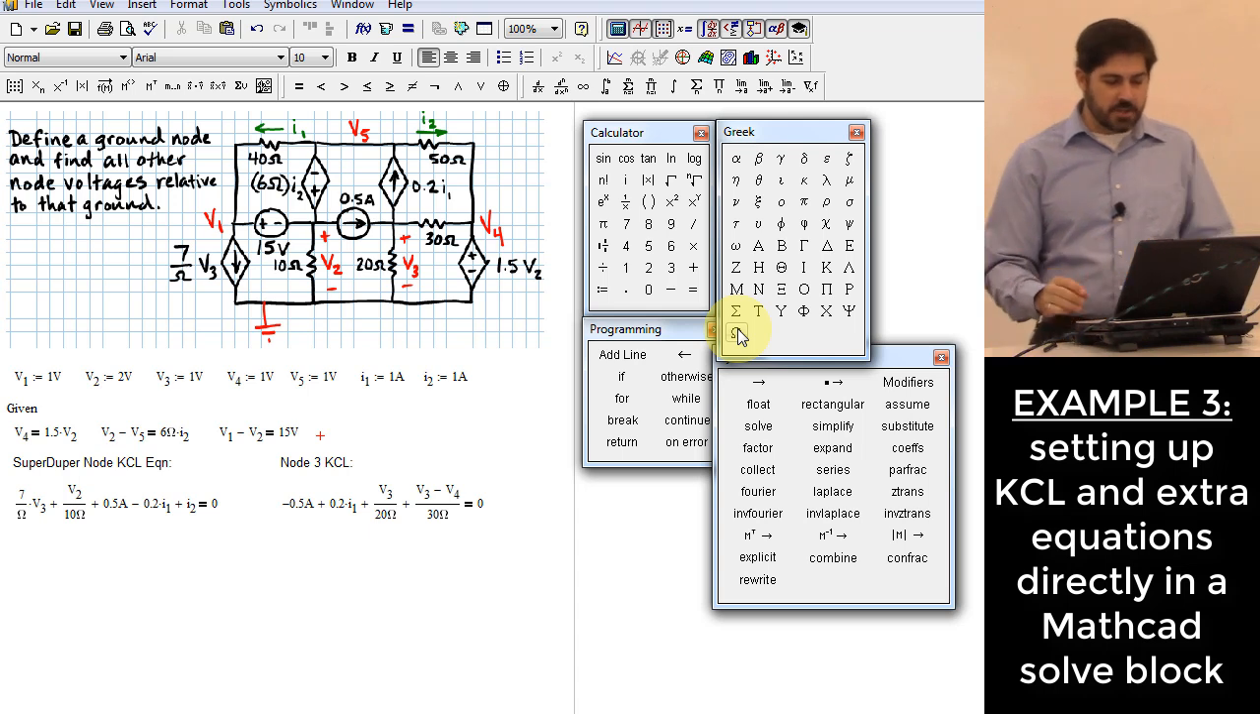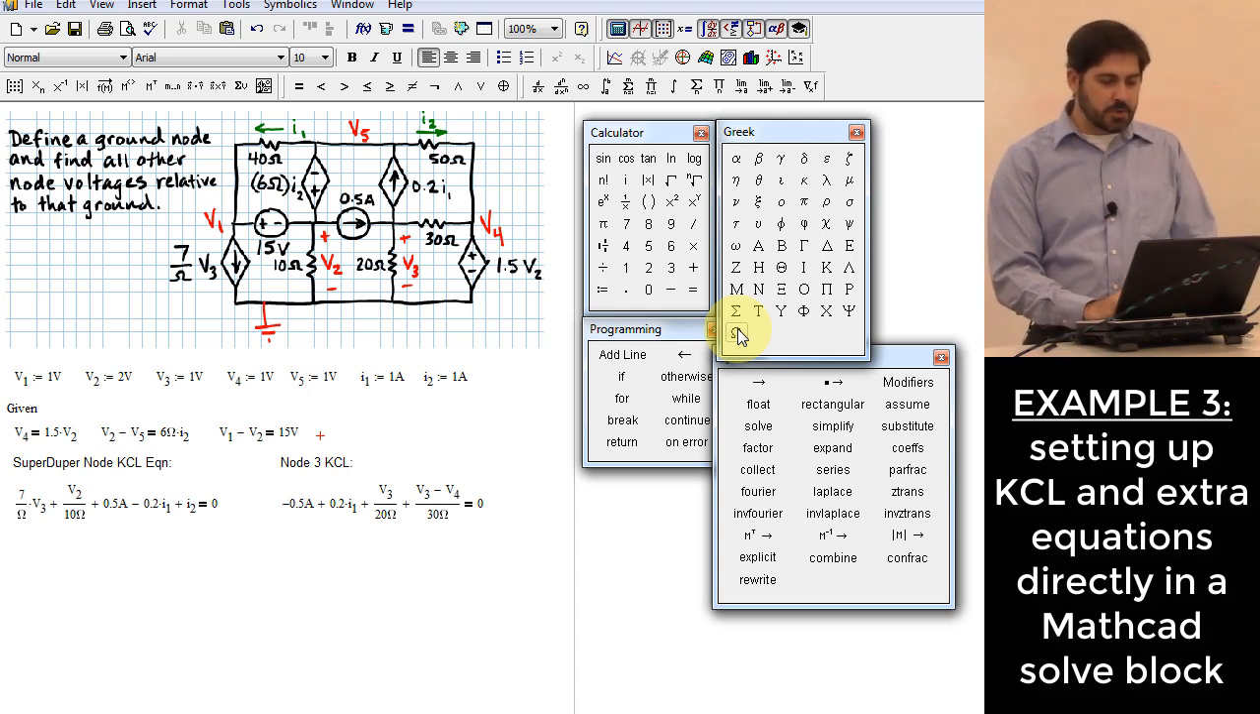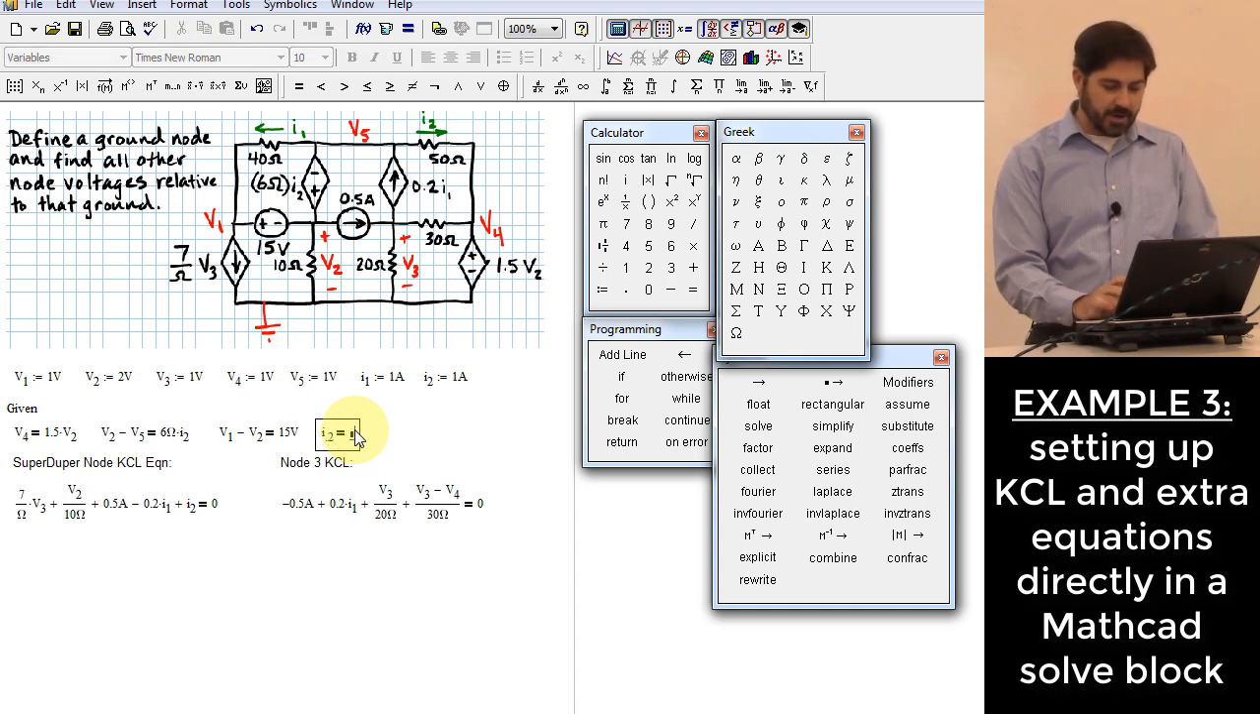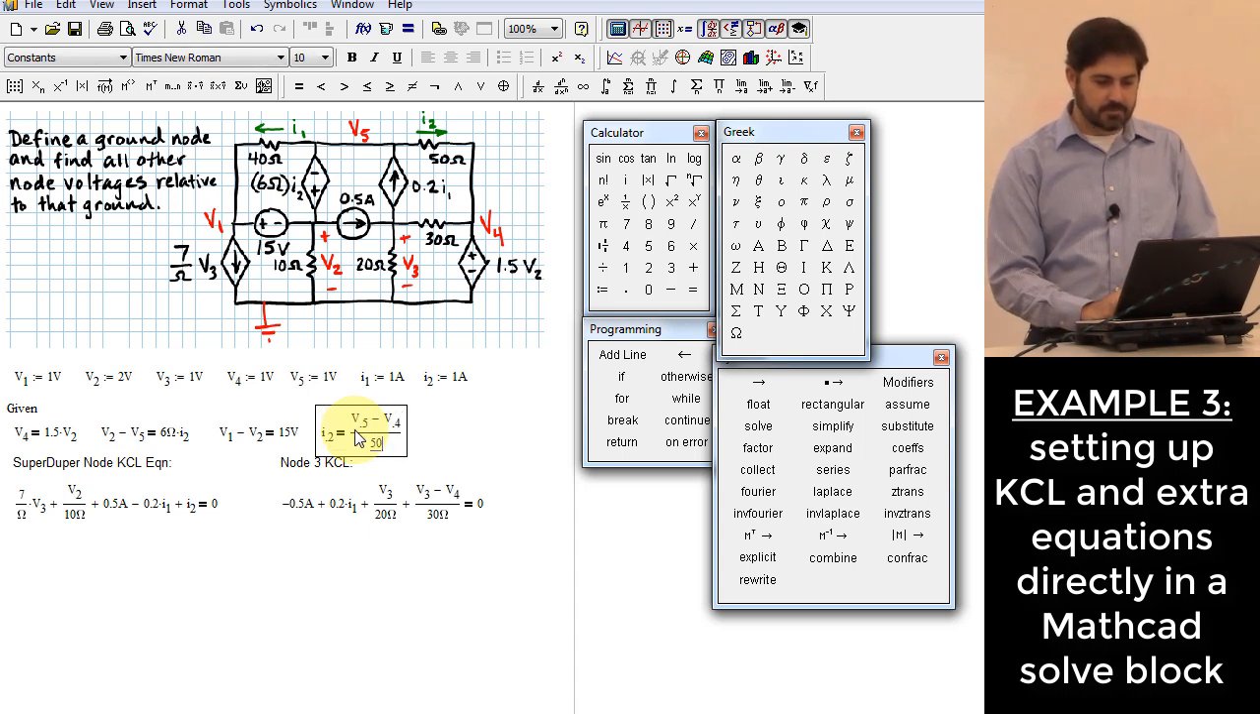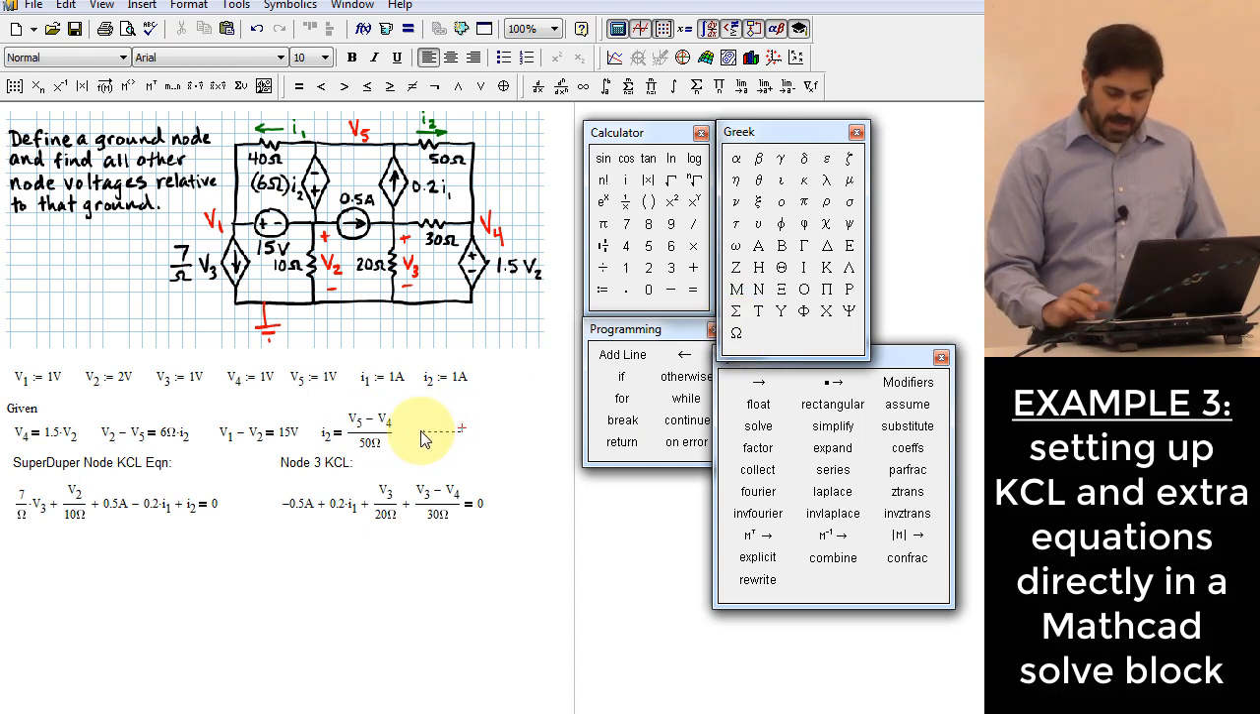What do you think I should try to do next as far as another relationship? Okay, we've mentioned this one already, but remember when I put 2 in right down here? Someone had a suggestion for something to put in there instead of I2. What is I2? Okay, it's going to be equal to V5 minus V4 over what? 50 ohms. Okay, now are we getting somewhere?